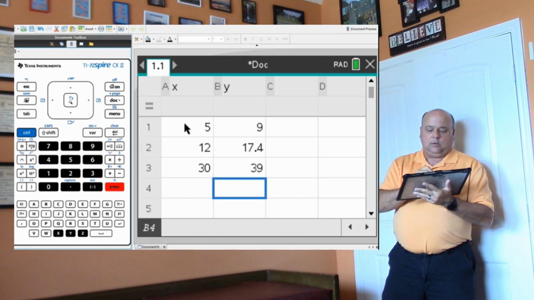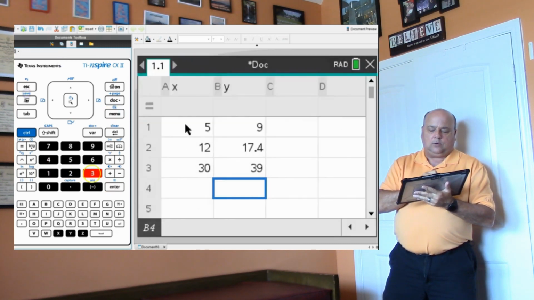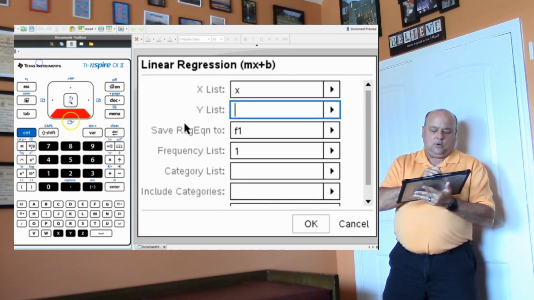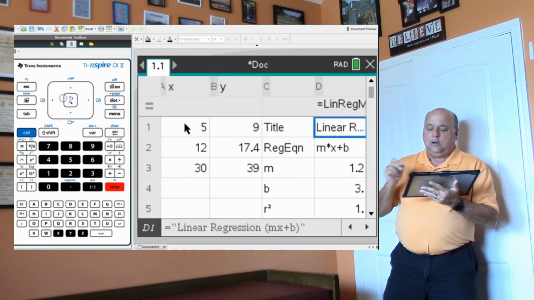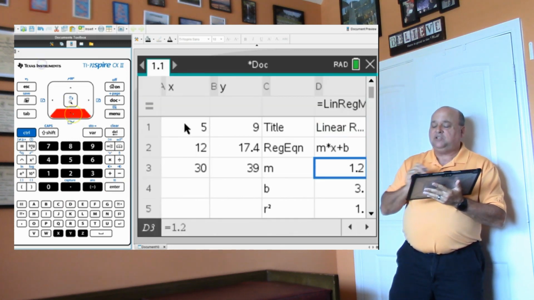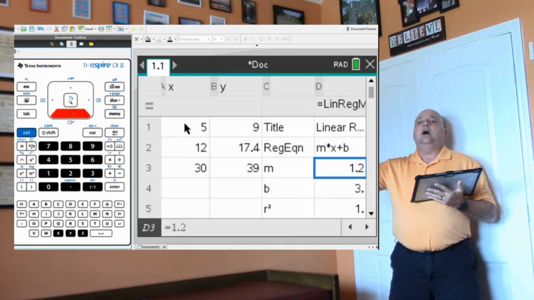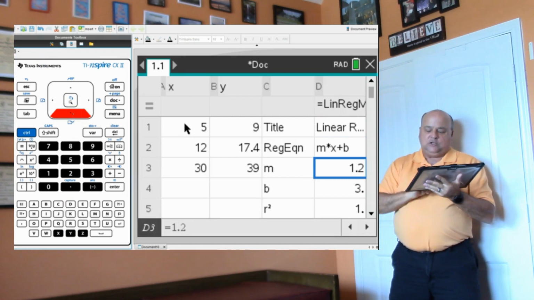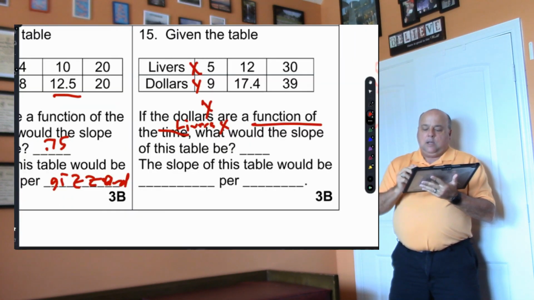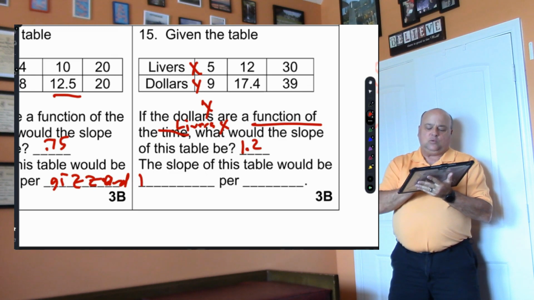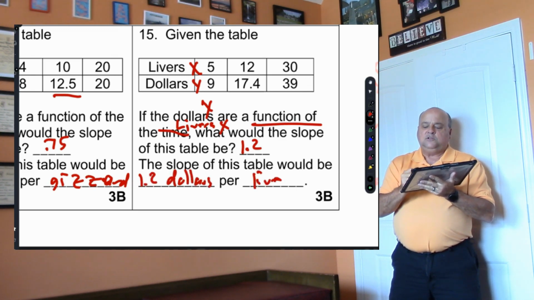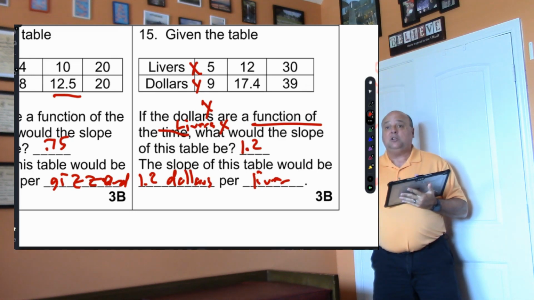I'm going to run a linear regression. So menu 4, 1, 3, X down, Y down, enter, and bam, right here. My slope is 1.2. That's $1.20 per liver, right? So I'm going to go to my table. I'm going to put 1.2. It's $1.20 per liver. So each liver is costing $1.20.